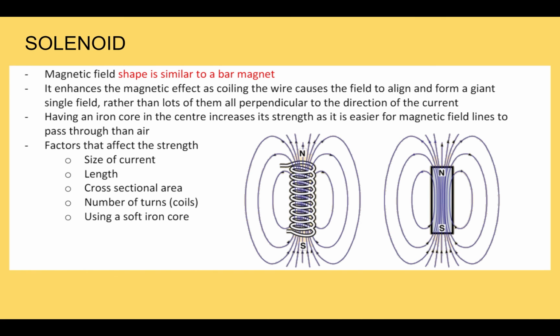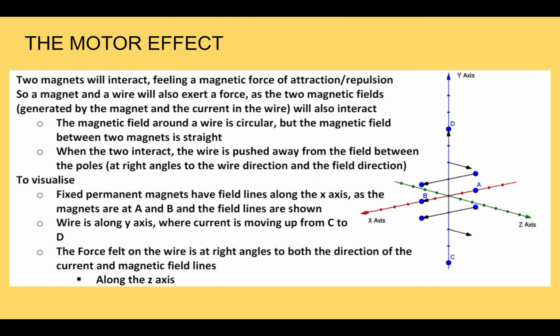Having an iron core in the center increases strength as it is easier for the magnetic field lines to pass through than air. Factors that affect the strength will include the size of the current, the length, the cross-sectional area, the number of turns, coils, and using a soft iron core. So the motor effect. Two magnets will interact, feeling a magnetic force of attraction or repulsion. So a magnet and a wire will also exert a force, as the two magnetic fields generated by the magnet and the current in the wire will also interact.